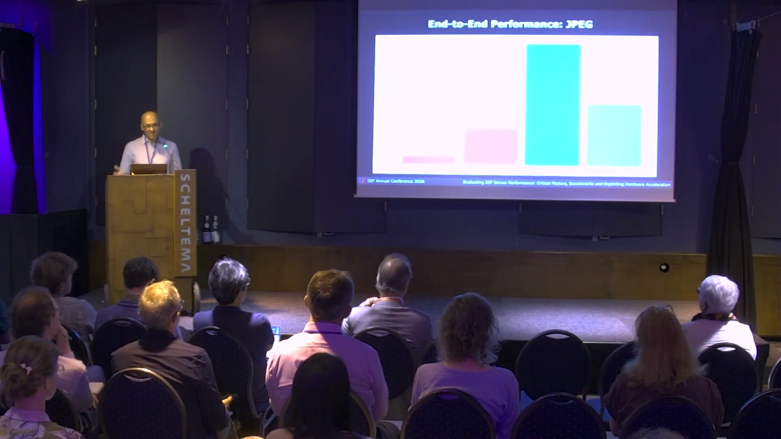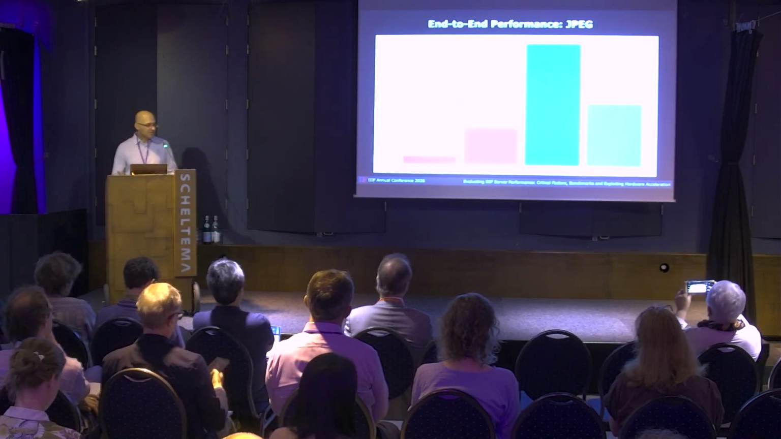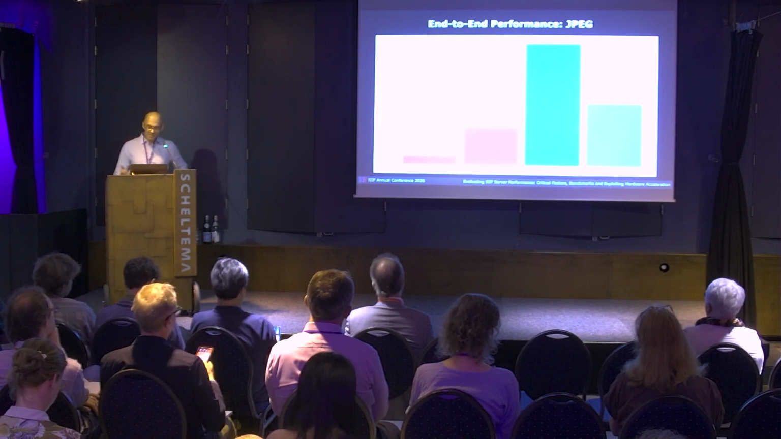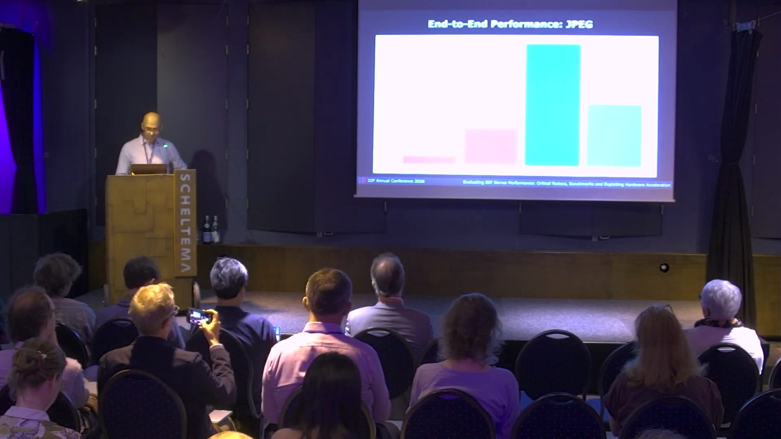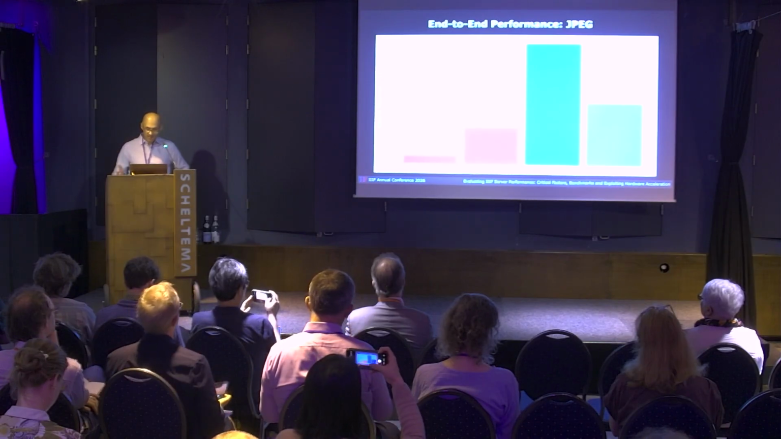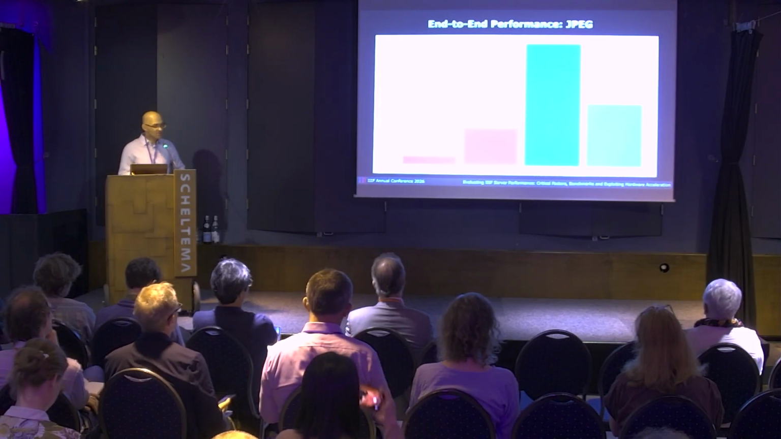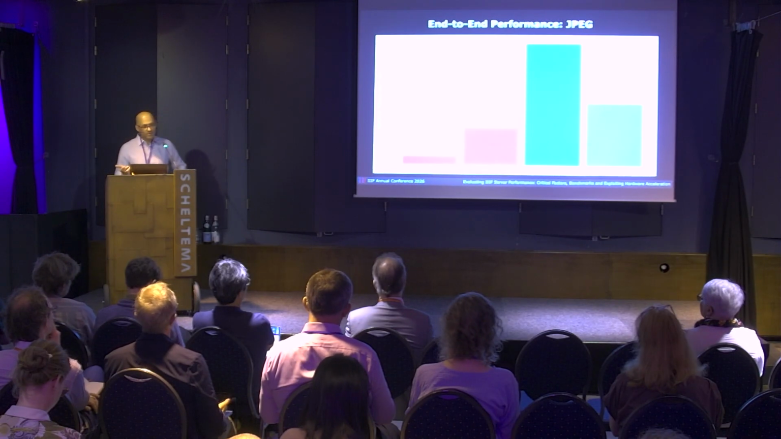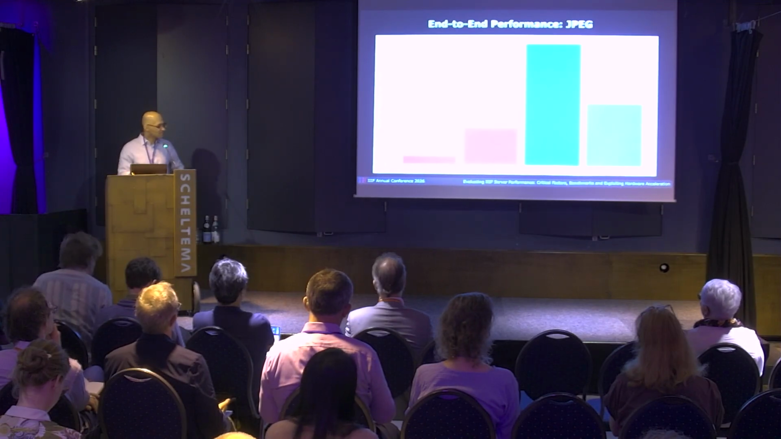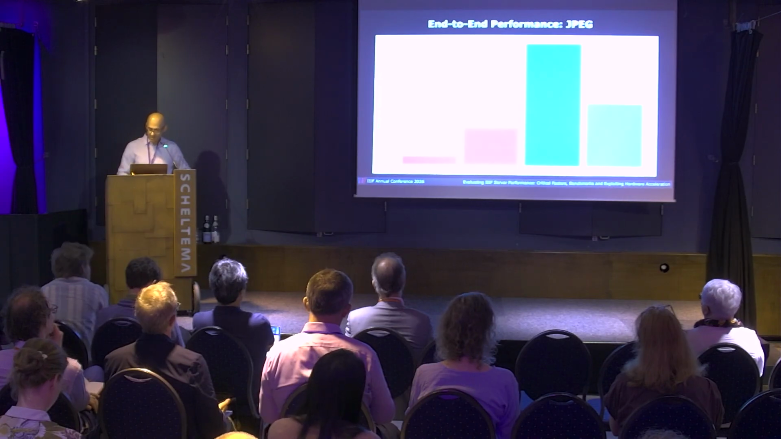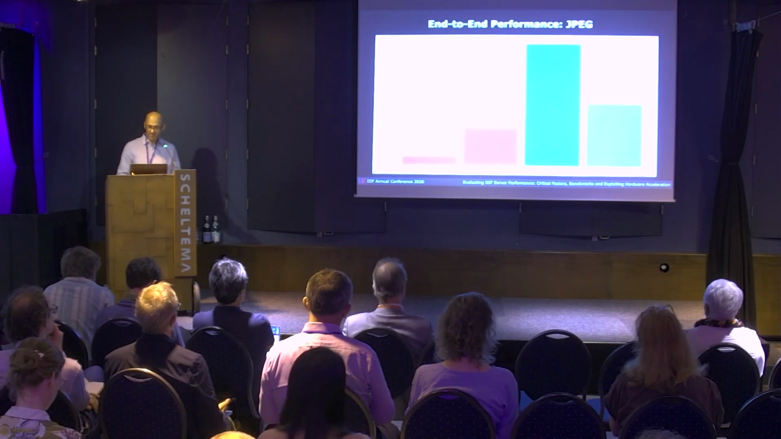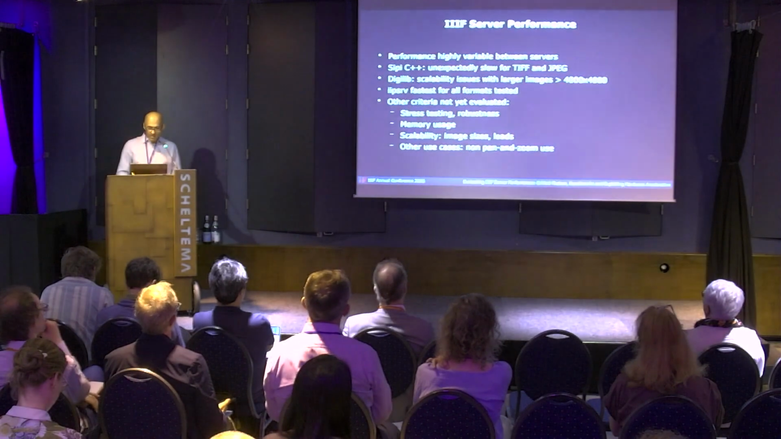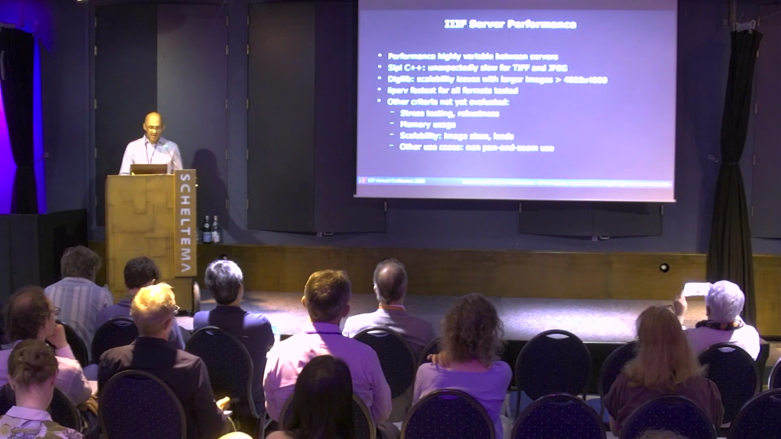And what about JPEG? If you're running on a JPEG, well, we said earlier that JPEG is not an ideal format for pan and zoom streaming, but sometimes you have to use that. So let's have a look. Here we can see there's actually a very big difference between servers again. Sippy, as with TIFF, is extremely slow. It's over 12 times slower than the fastest one. Whereas Cantaloupe is a bit slower, but it's reasonable, 4 times slower. And Digilib performs 6 times slower, reasonably okay. So performance is highly variable between servers.